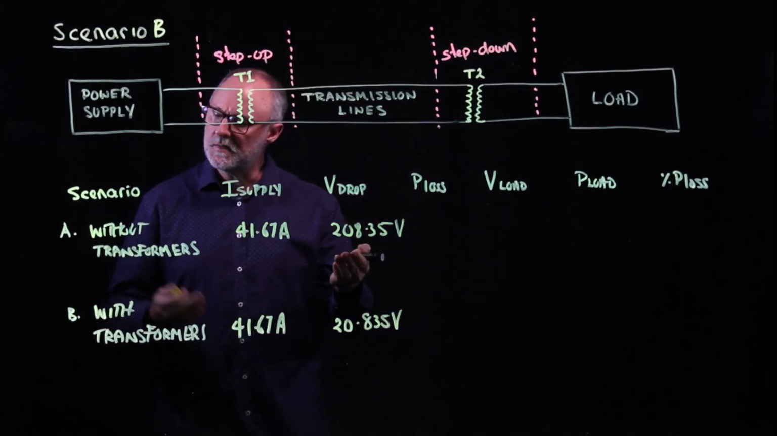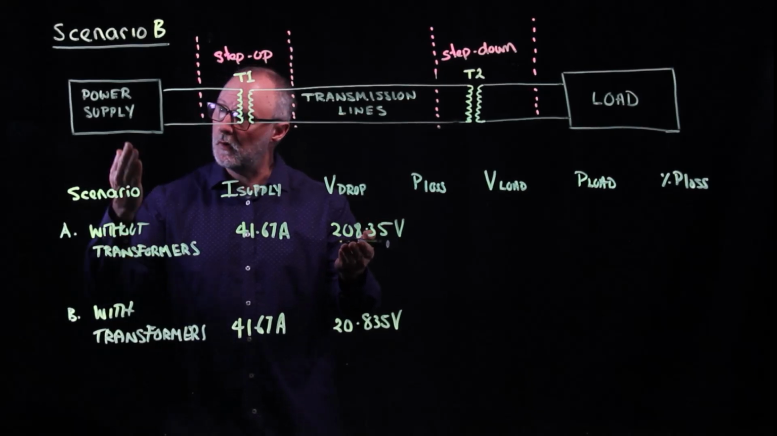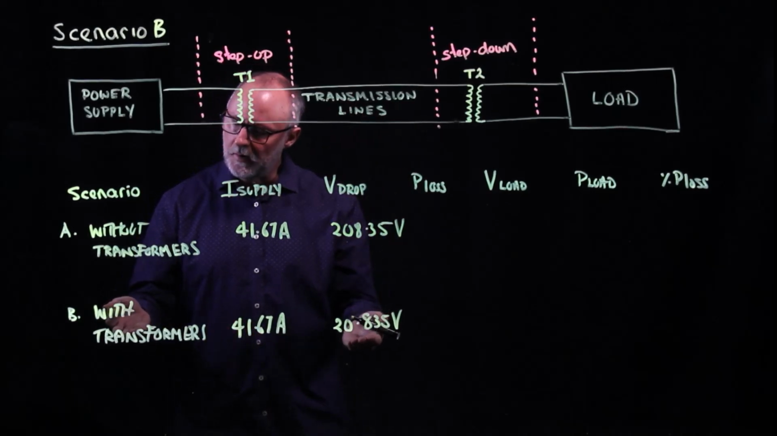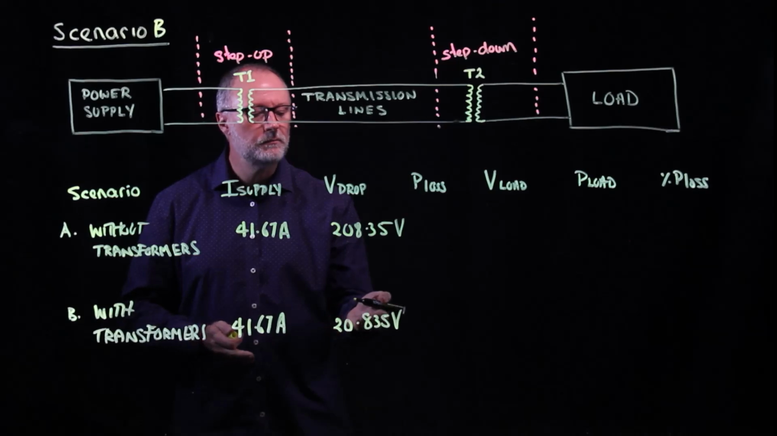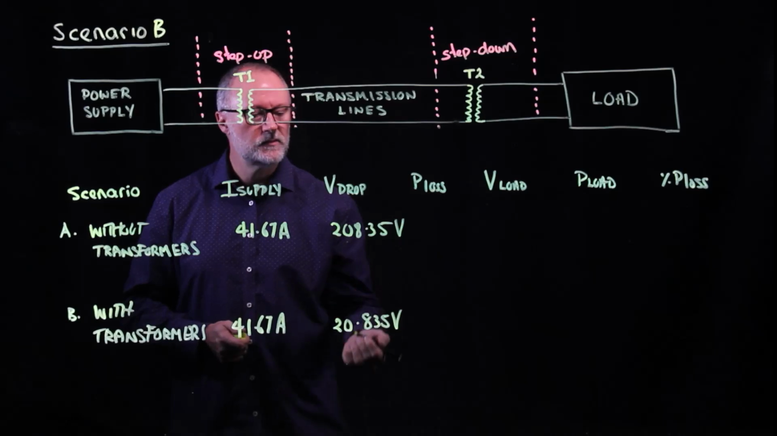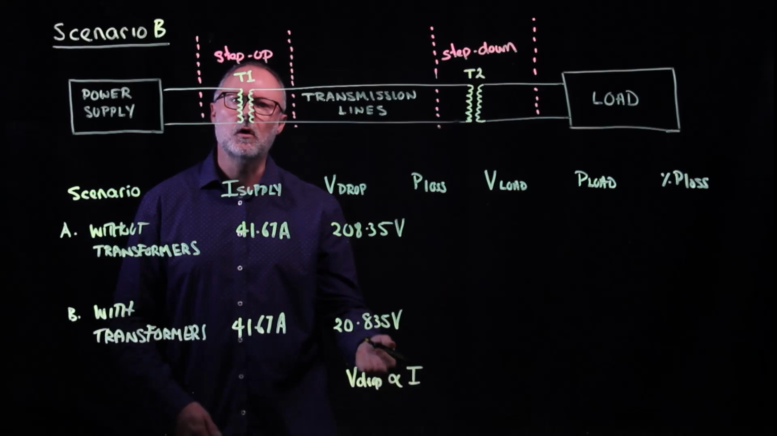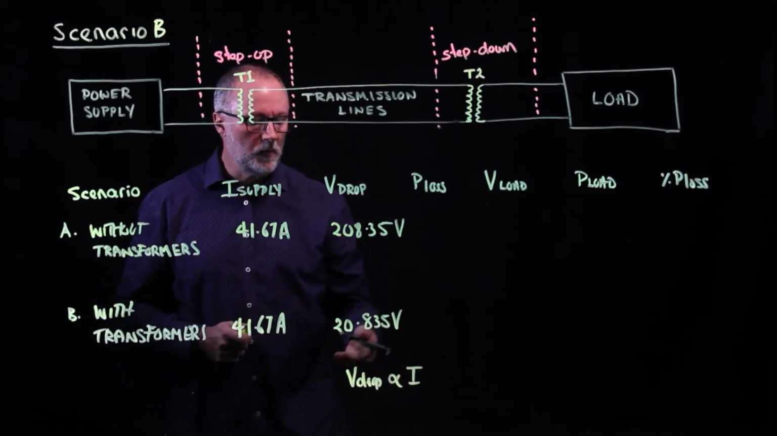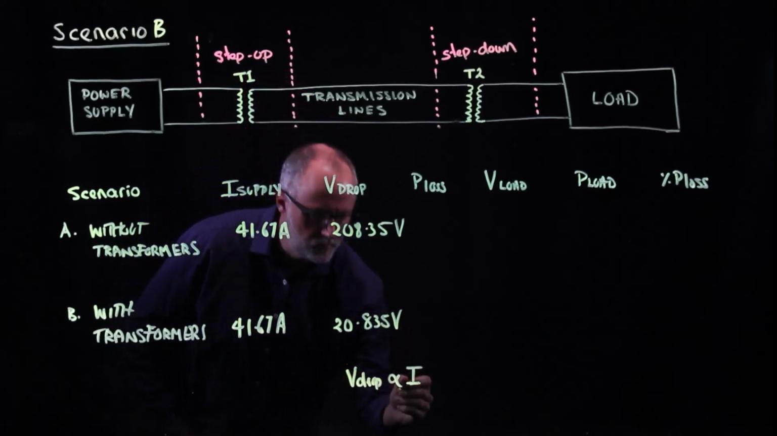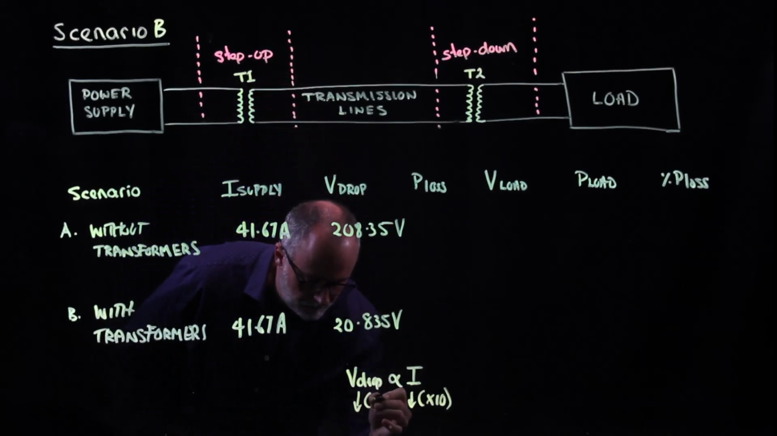As you can see, there was a massive drop in the voltage for scenario A. Nearly all the 240 volts from the power supply was lost in the transmission lines, whereas in scenario B with the transformer, we only lost 20.835, about 0.35 of a volt. That's a factor of 10 difference. It's because the voltage drop is proportional to current. If you recall, when we used our step-up transformer, we effectively dropped our current by a factor of 10. Because our current was reduced by a factor of 10, so was the voltage drop.